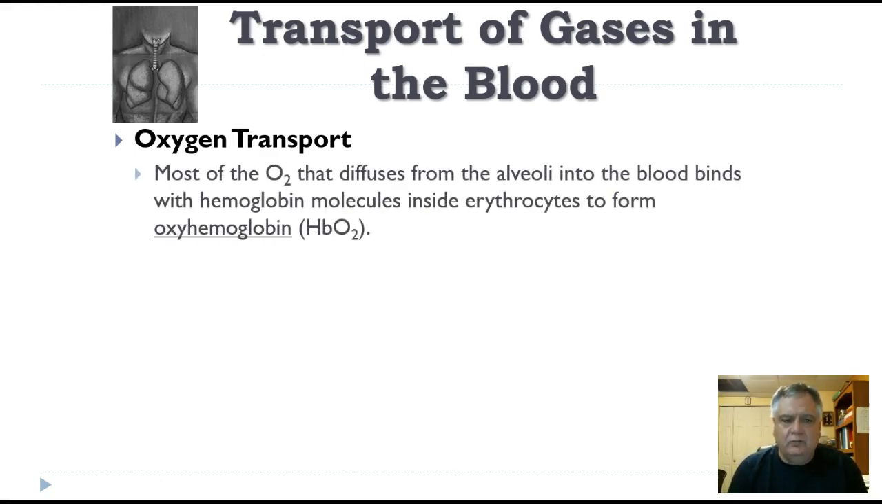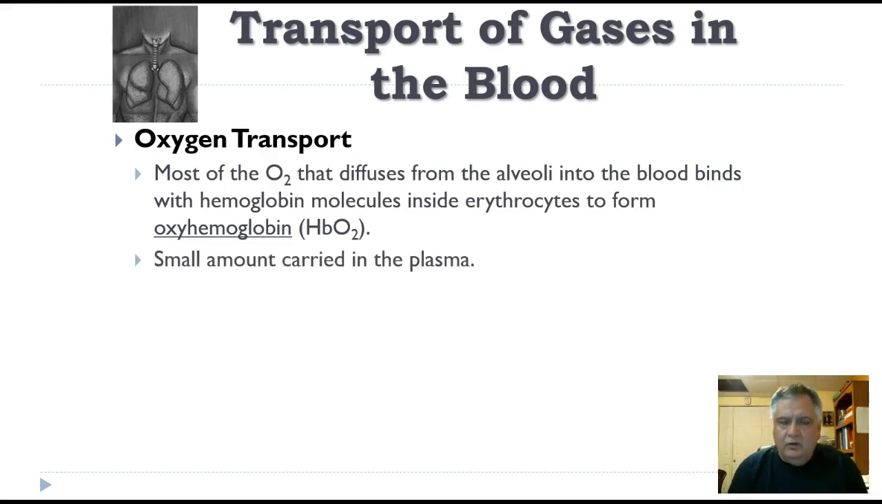Most of the oxygen that diffuses from the alveoli into the blood is going to bind with hemoglobin molecules inside the erythrocytes, and that's going to form oxyhemoglobin. So what we're saying is most of the oxygen that's transported is going to be transported in the form of this oxyhemoglobin on the red blood cells.